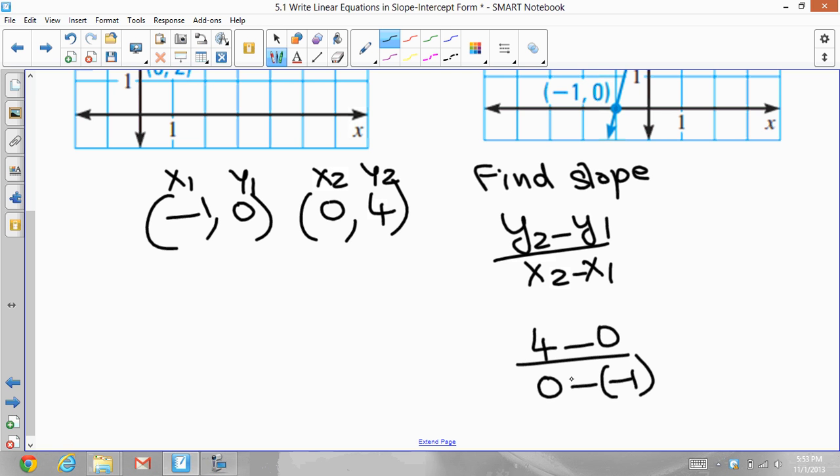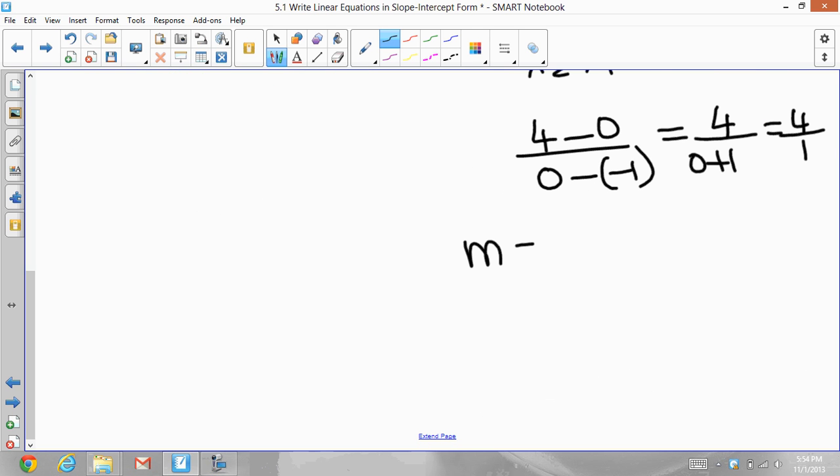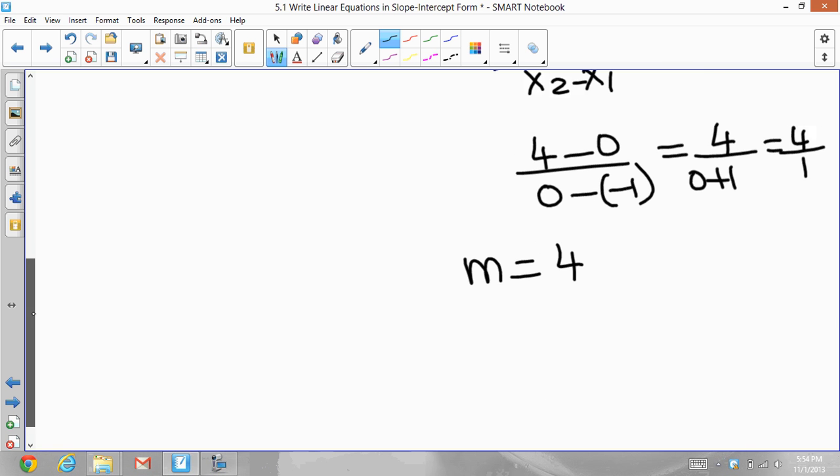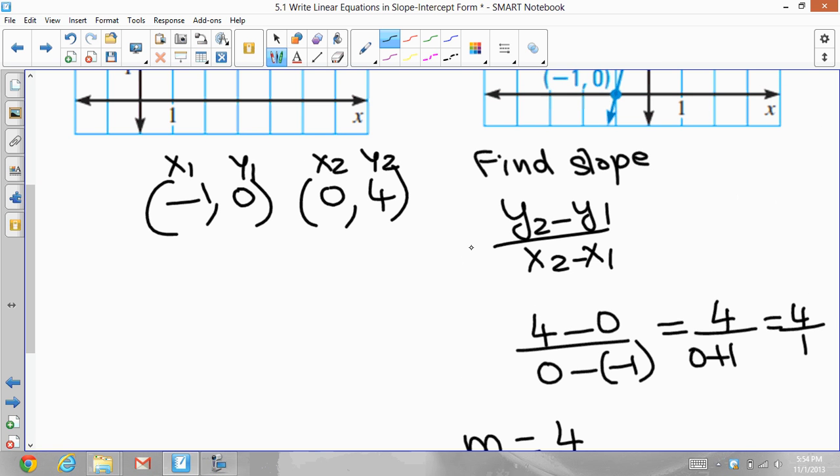-1. This is the placement that most of the students make a mistake, so make sure that you're writing the minus sign which comes from the formula, and then x1, which is a -1, you stick it inside a parenthesis. Solving this is going to be 4 and 0 plus 1, which is going to be 4 over 1, so which basically is going to give you your slope to be 4. 4 divided by 1 is going to give you just a 4. So once you get your slope as 4, now let's figure out the y-intercept.